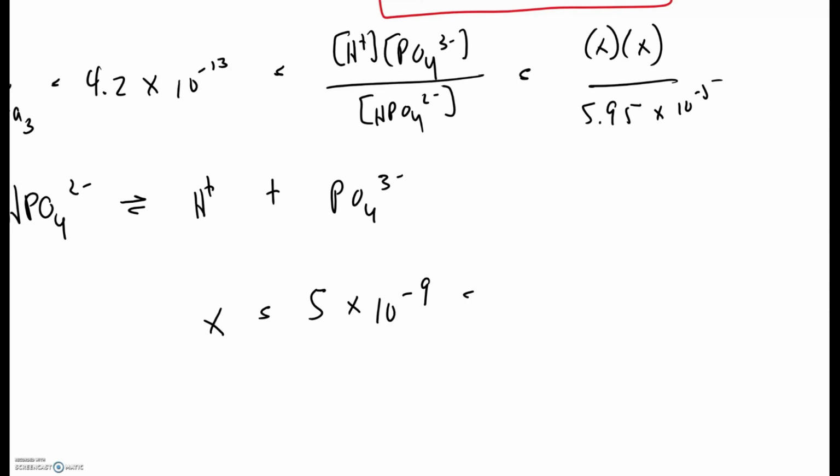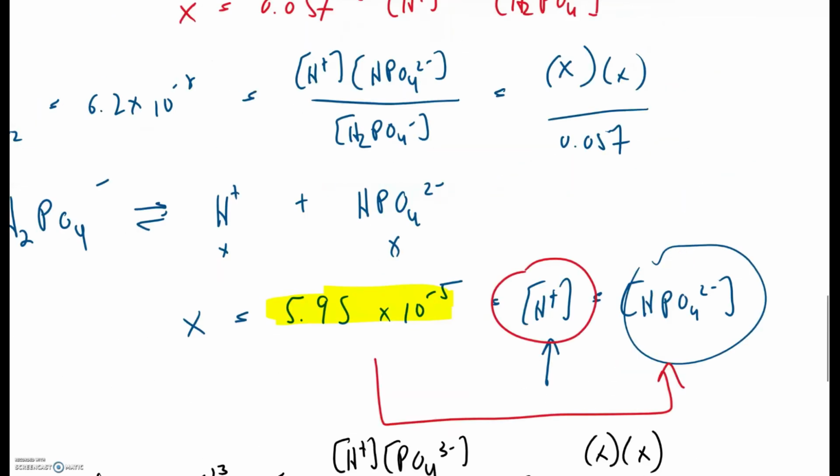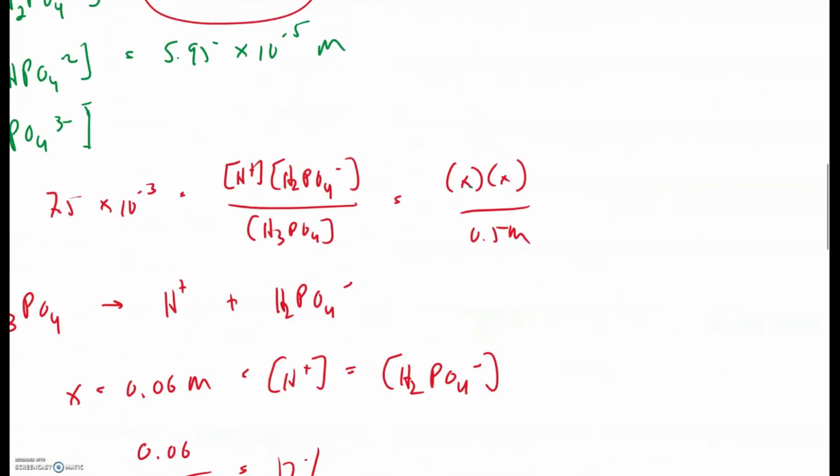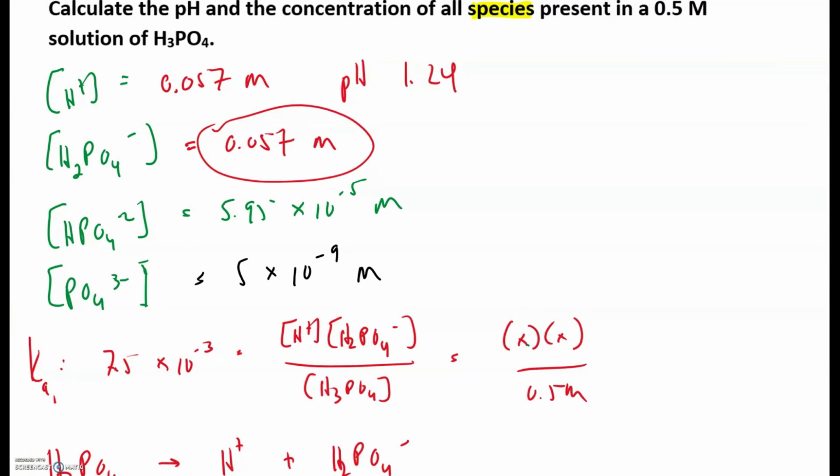Well, this is equal to H plus, and it's equal to PO4 3 minus. But you already calculated H plus in the first step, and adding that isn't going to change it. So this only applies to our PO4 3 minus, and that will be right here. 5 times 10 to the negative ninth. So calculate the concentration of all species. You got that one, you got that one, you got that one, you got that one, and you also calculated the pH, and you're done. That's all you do. So take this for a spin, please.